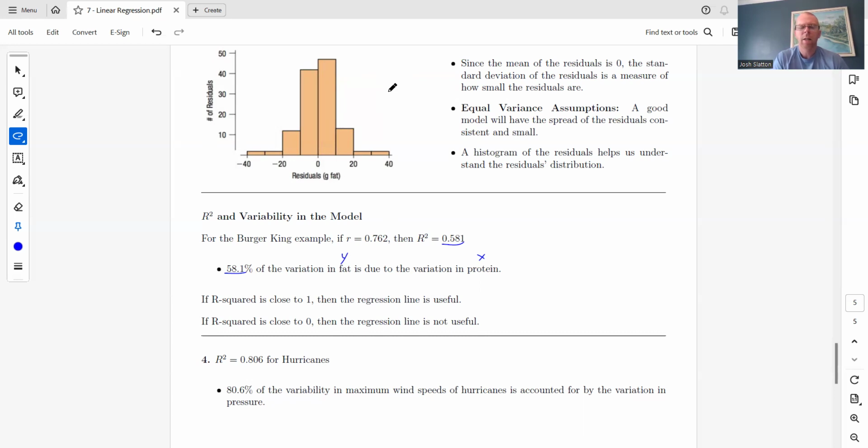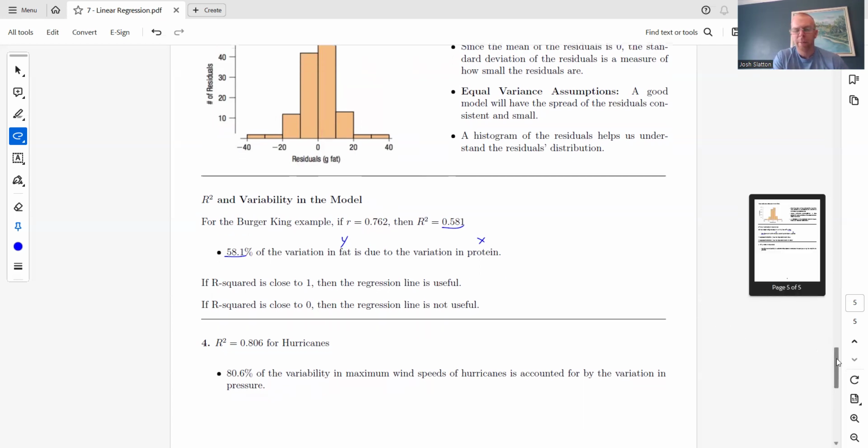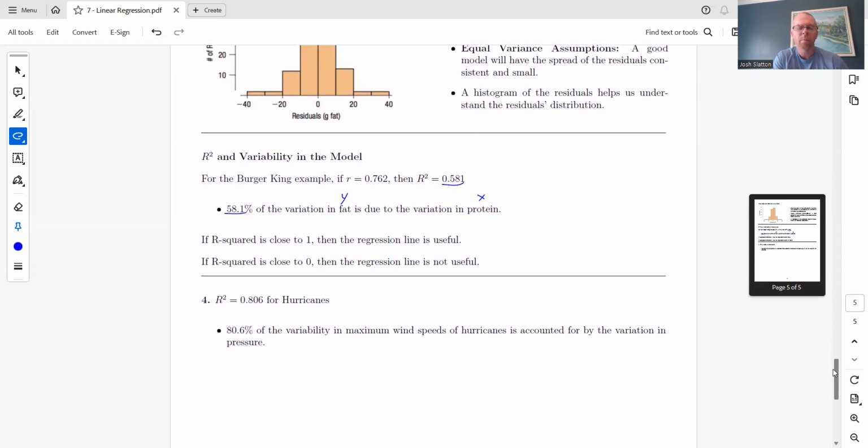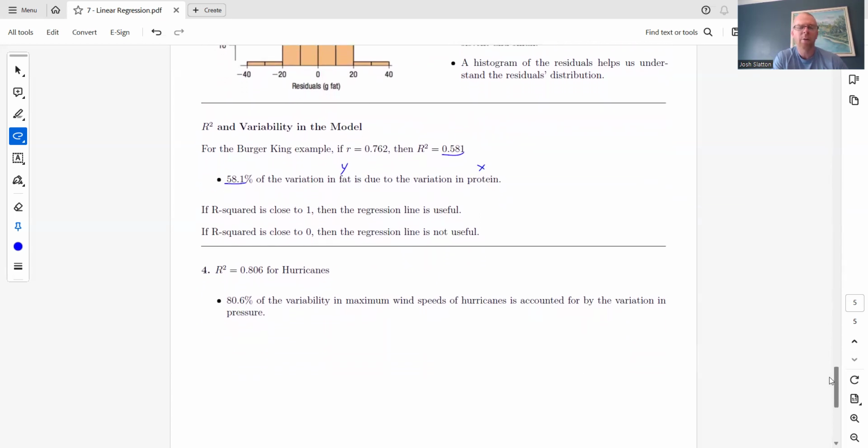But how much is X actually moving with Y? And so if the R² is close to 1, the regression line is useful. If it's close to 0, then it's not so useful. Obviously, it cannot be negative because we're squaring a number. So, looking back at the hurricane example we saw in the last video, R² is 0.806.